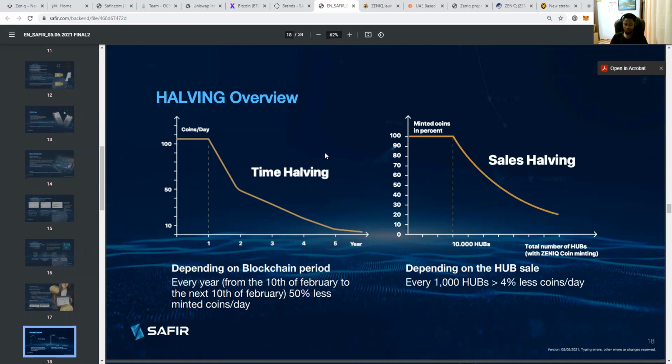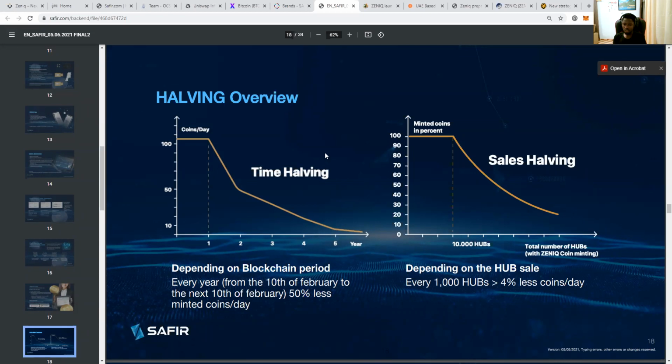Now, the sales halving is such that the hardware, which is the hardware wallet, the tablet I showed earlier, once the sale has been done, each 1,000 volumes of that product sold out of the company reduces the minting volume by 4%. So they have designed it in such a way that the early birds have the most advantage.